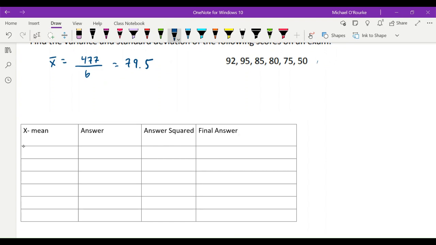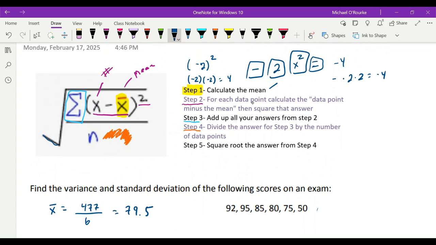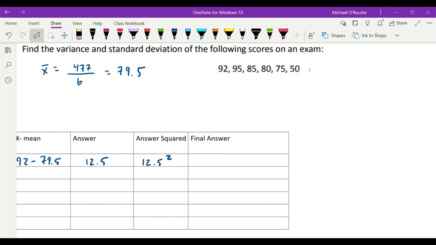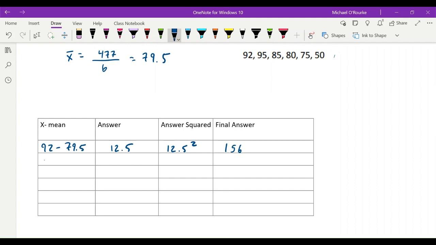Now I made this little chart to help organize what I'm doing. The first thing I have to do is x minus the mean. So 92 minus 79.5 is 12.5, and then 12.5 squared. I've already calculated the mean, so I'm on step 2: for each data point, do the data point minus the mean and then square the answer. 12.5 squared is, I'm going to round just to make it easier, 156. Then my next one is 95 minus 79.5, which gives me 15.5. 15.5 squared gives me 240.